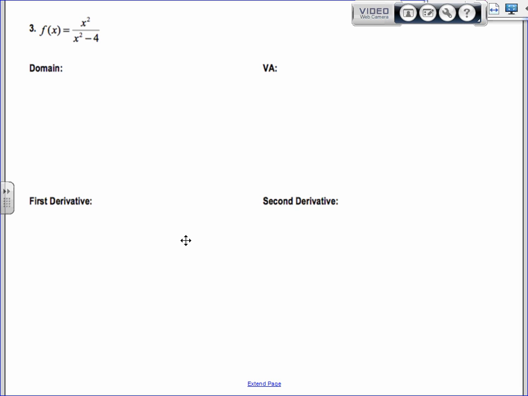So if I have x squared over x squared minus 4, then its domain is going to be everything except 2 and negative 2, right? Because x squared minus 4, when it equals 0, is plus or minus 2. So your domain is negative infinity to negative 2, union, negative 2 to 2, union 2 to infinity.